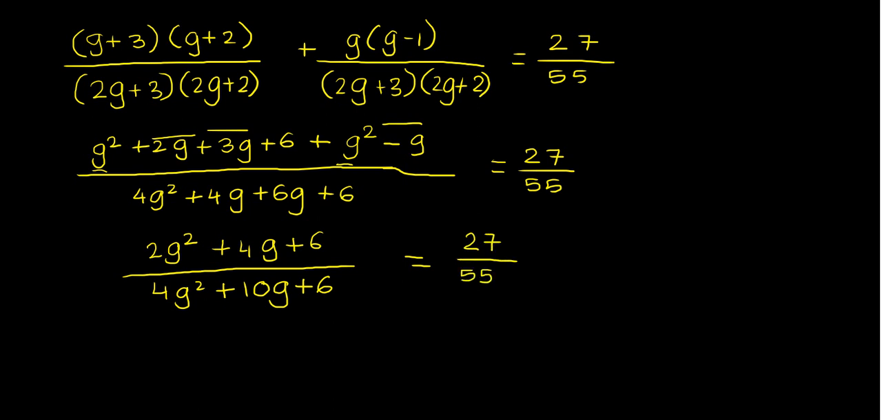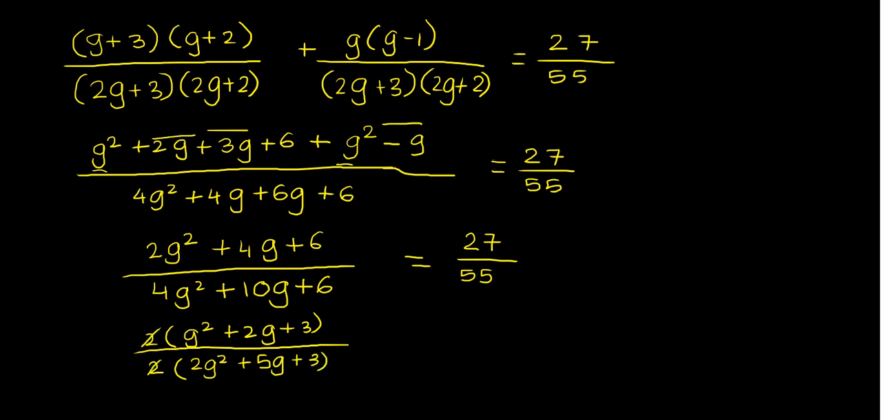Just to make things easier, I can factorize the top by 2 in the numerator and denominator. So g squared plus 2g plus 3, and I'll factorize this with 2, so that'll be 2g squared plus 5g plus 3. This way I can cancel out the two 2's. 2 goes into 2 once and once. Is 27 over 55.